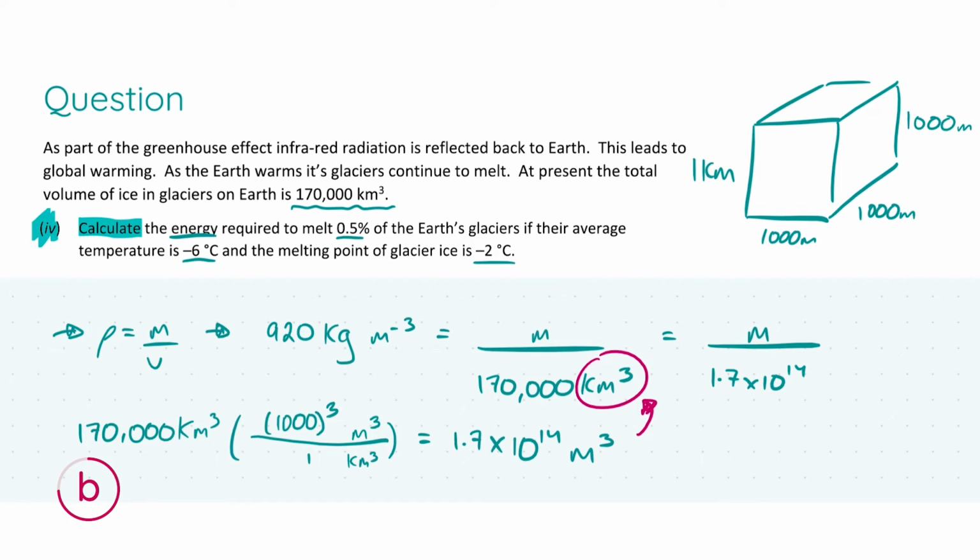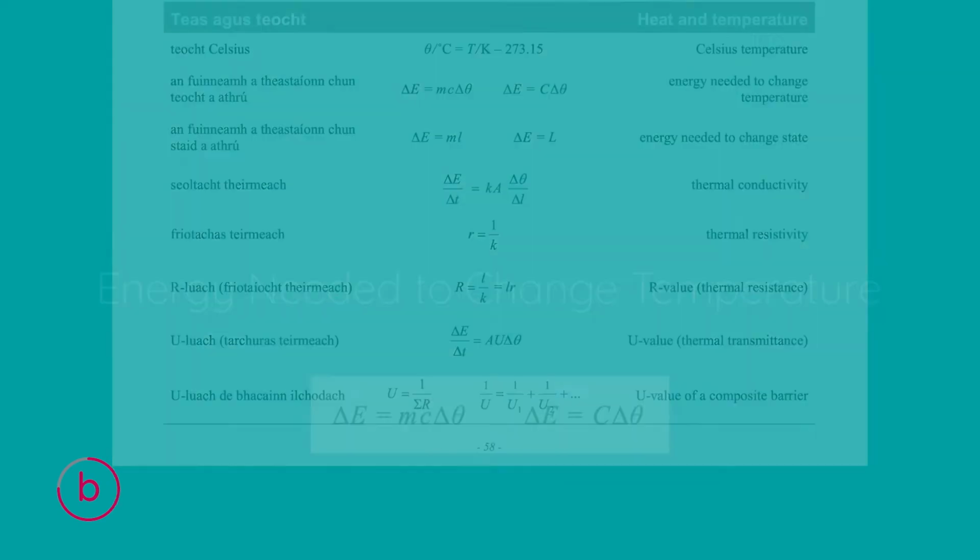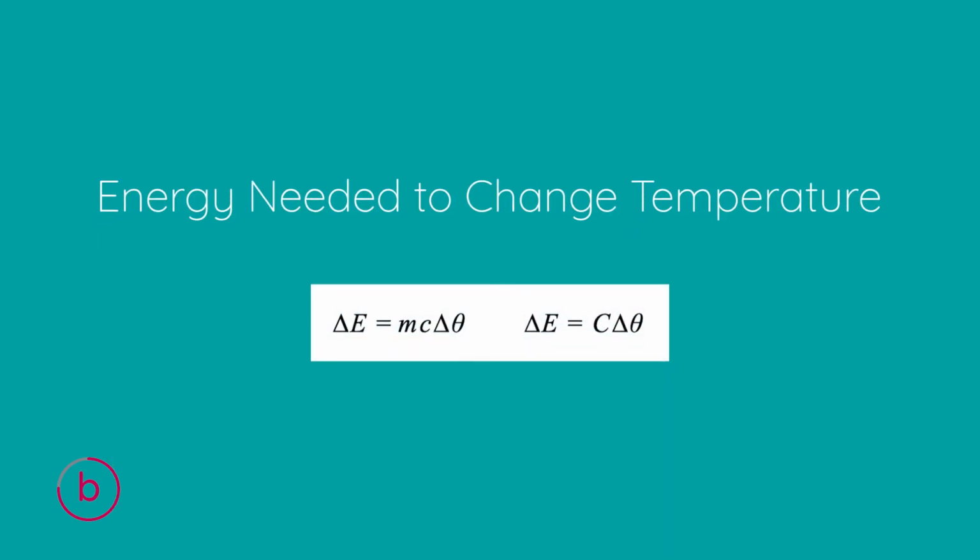All of these changes are modeled by formulas which are given to us in our log tables in the physics section, specifically around temperature and heat and energy. So we're going to go straight to them to find the formulas that we require. In this instance, we need the energy needed to change temperature. So we're going to be using delta E equals mc delta theta.